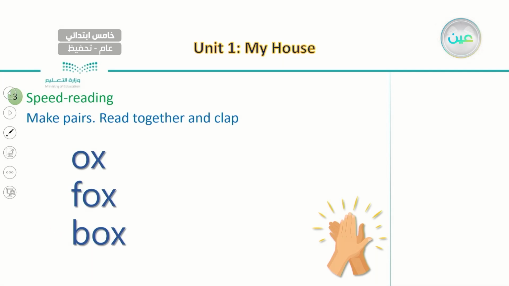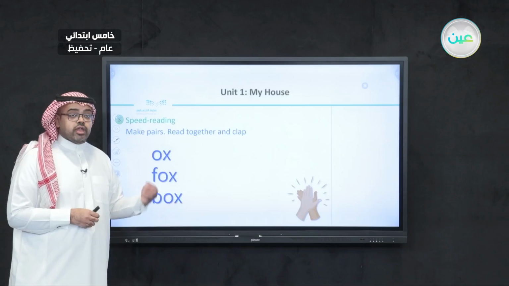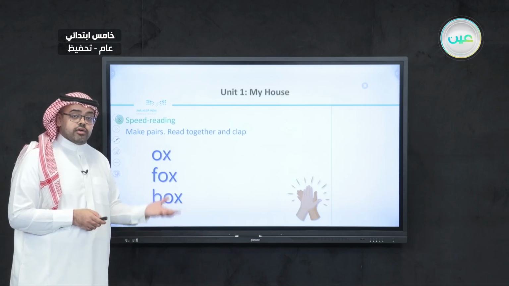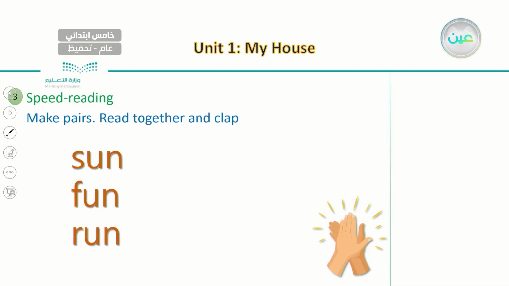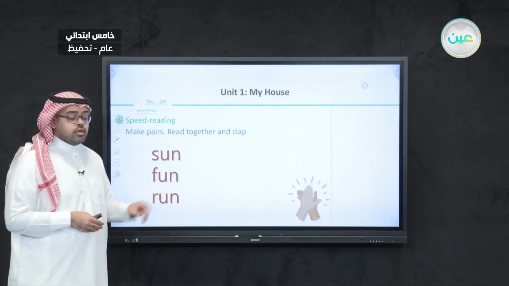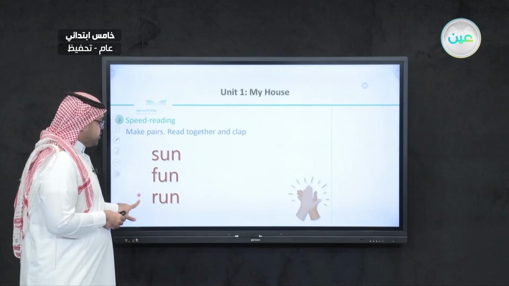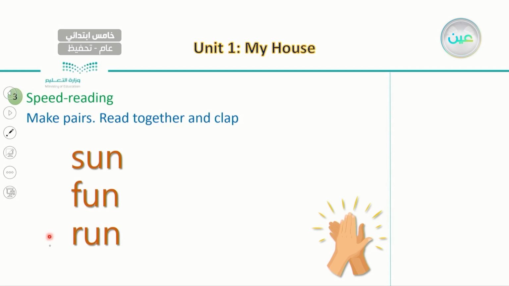Very well. Now let's move on to the last group of words that we have, and let's read them as well. The last words we have are sun, fun, run. Say after me: sun, fun, run. Very good. Now let's speed read them, and I would like you to clap with me. Sun, fun, run. Sun, fun, run.